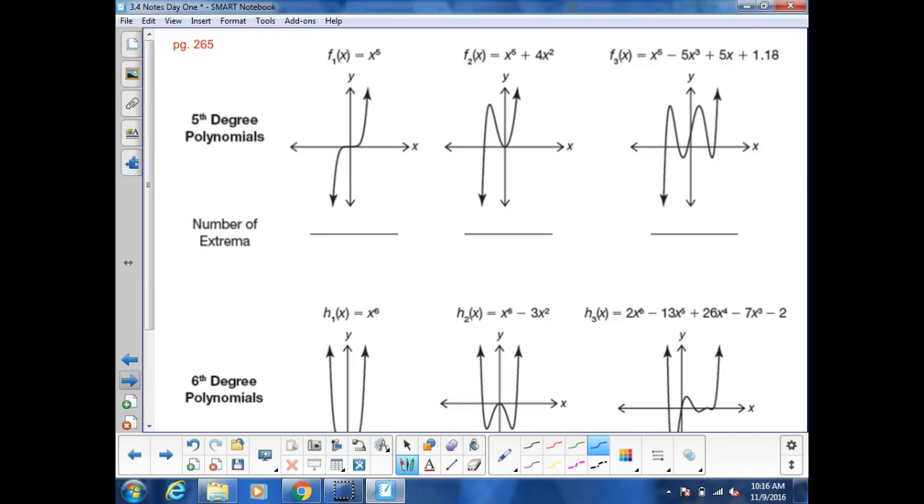5th degree. I'm going to start on the right side and work my way back to the left. So here we've got 1, here we've got 2, here we've got 3, here we've got 4. So according to my records, we've got 4 extrema in that one. Yes? Any absolutes?